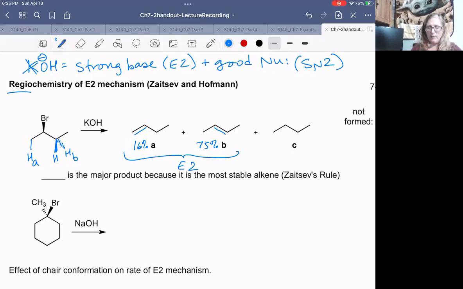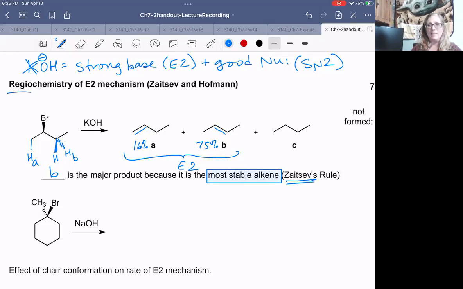And so which one is the major product? Looks like B is the major product. And why is it the major product? Because it's the most stable alkene. This is known as Zaitsev's rule.